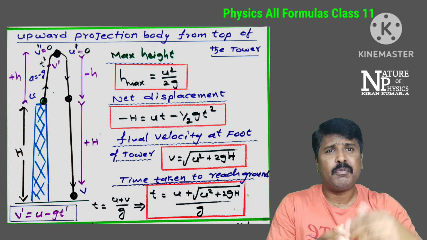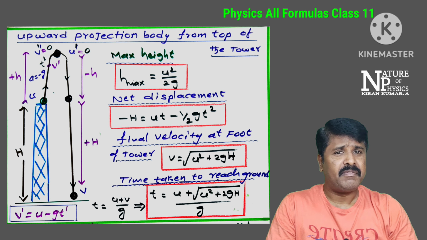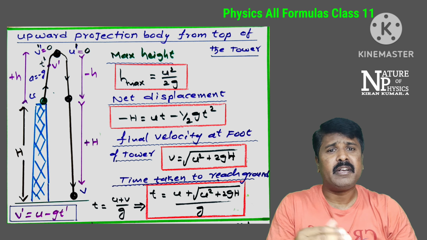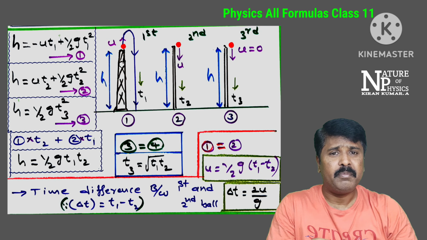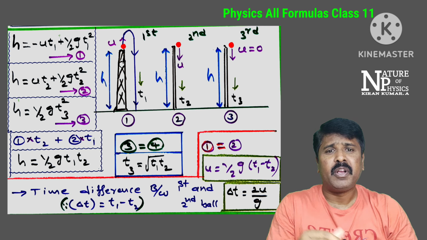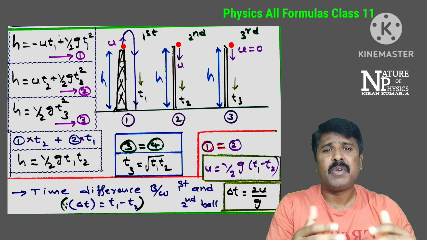And the vertically upward projected body from the top of the tower, and that is the displacement equation, net displacement, maximum height formulas I gave you clearly, final velocity, time taken to reach the bottom also I gave you. And also there is a relation between the freely falling body, vertically downward thrown body, and also vertically upward projected body. For that, T1, T2, T3, clear relations, formulas I gave you.